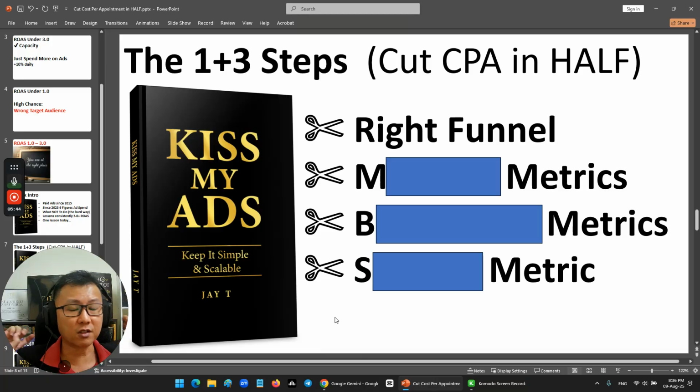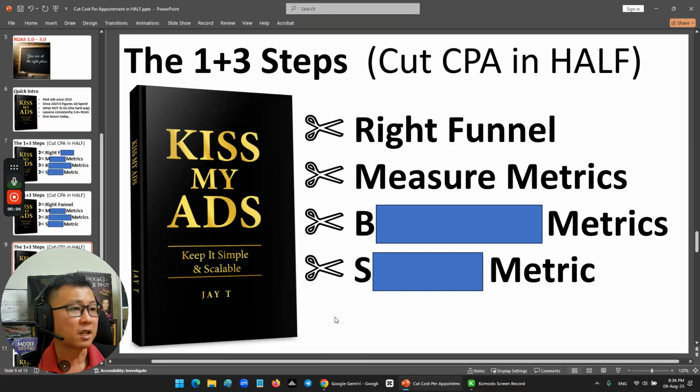Choose the right funnel. This is relatively easy. If you want to know if you are running the right funnel, you can use the advice I just mentioned, or you can just click the button below and book a call with me. I don't think I need more than 10 minutes to give you a suggestion, like, are you using the right funnel? Okay. Step number two.